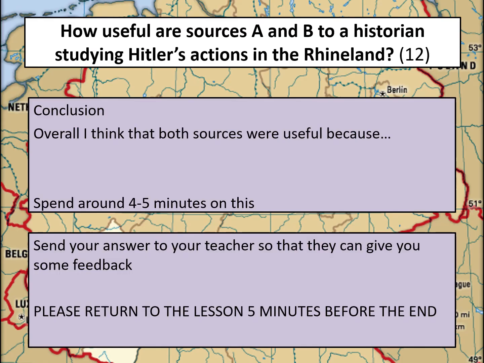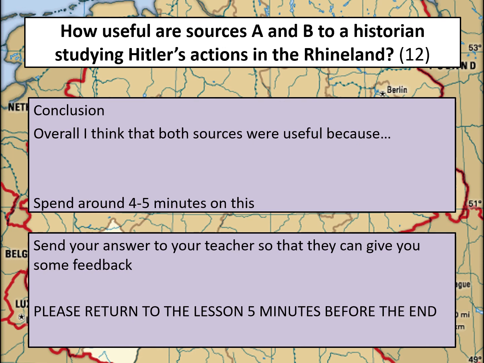So finally, we have to write a conclusion. We have to make a judgment about how useful sources A and B are in studying Hitler's actions in the Rhineland. Now, one quick thing to make very, very clear. The question is not asking you which source is more useful. You're not making a choice between the sources. That's not what this is about.